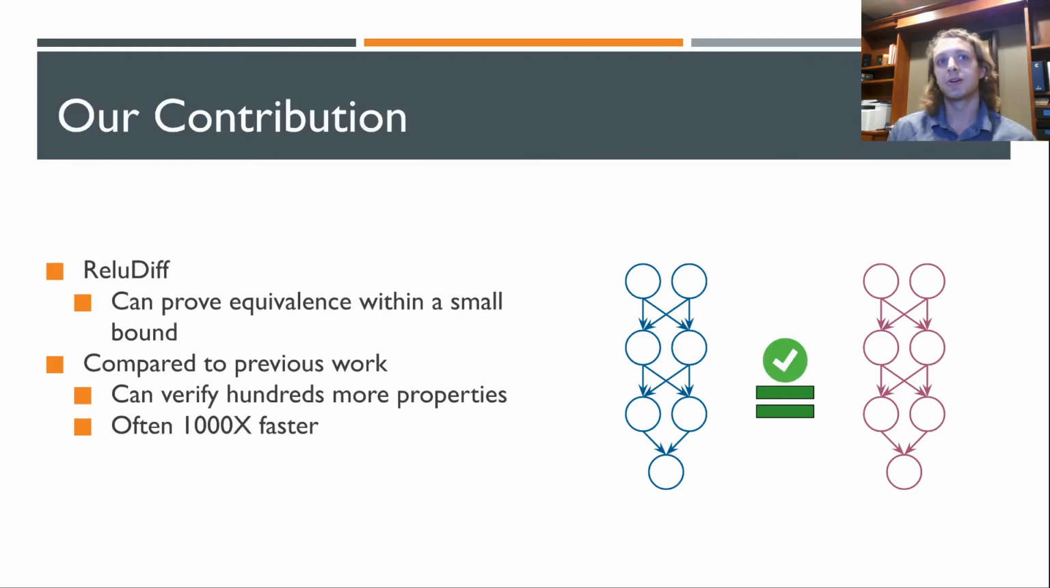So this brings me to our contribution. We designed and built a tool called ReluDiff that is the first differential verification technique for neural networks. And in particular, ReluDiff can prove the equivalence of two networks within a small error bound, which we call epsilon. And to give a comparison point, we adapted a few state-of-the-art single network verification tools to our problem domain. And compared to these tools, ReluDiff can verify hundreds of properties that these tools simply can't handle. And when both tools finish, ReluDiff is often up to 3 orders of magnitude faster.